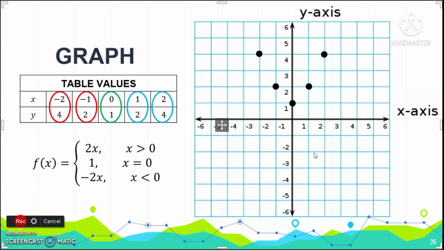Next, we have to connect the dots. We have here for the function negative 2x, and then for the function 2x, and then the constant function, we have 0 and 1. Of course, we're not going to include 0 of these two given functions, 2x and negative 2x, because this is greater than and this is less than.